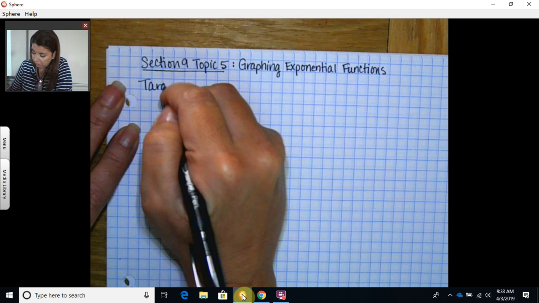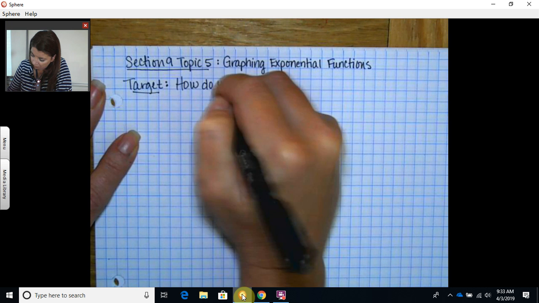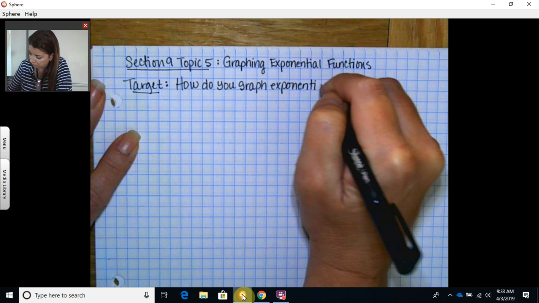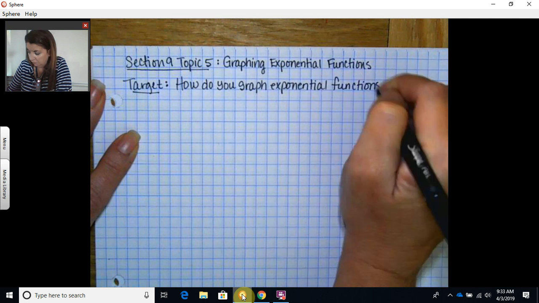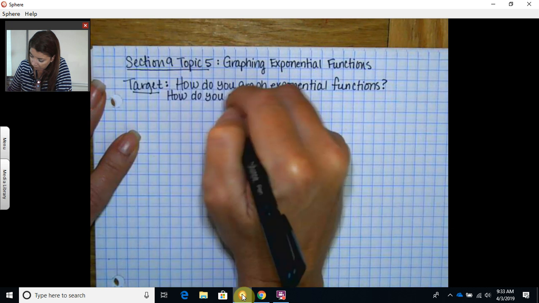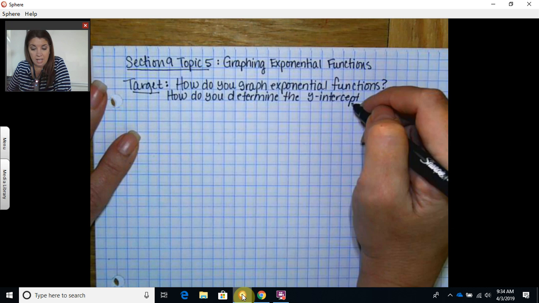Very good. Okay. Target. How do you graph exponential functions? How do you determine the y-intercept? And how do you determine if the function is a growth or a decay?